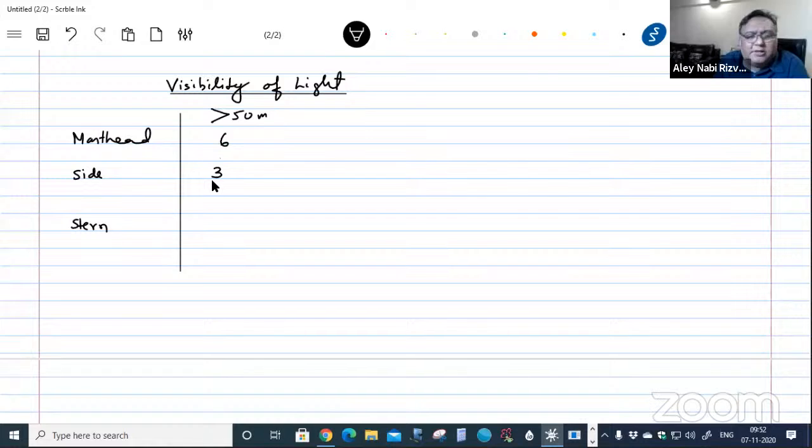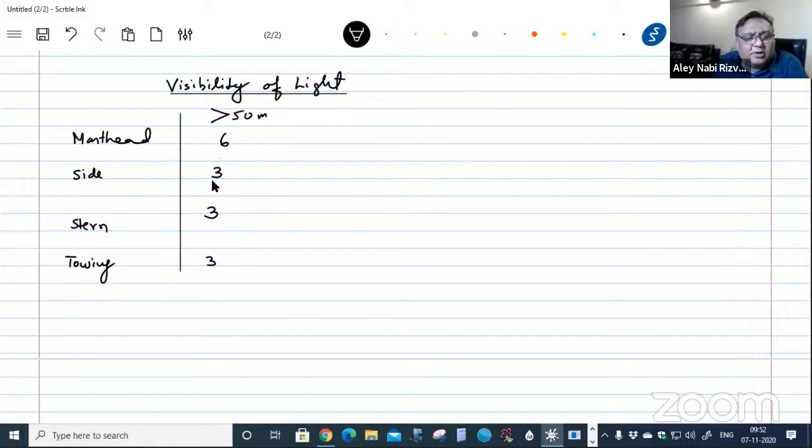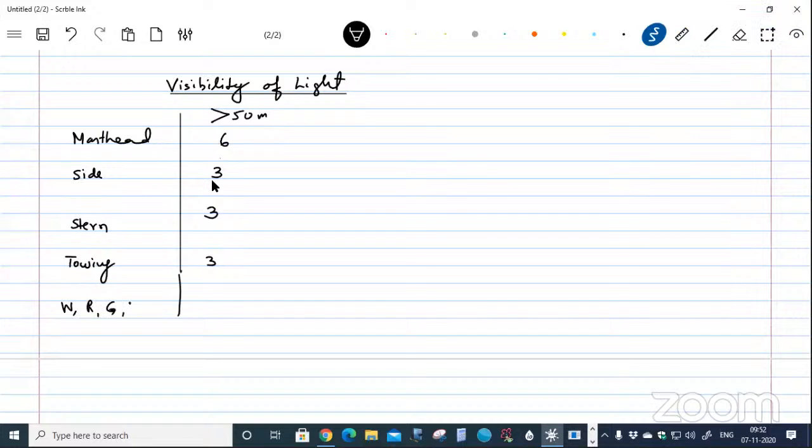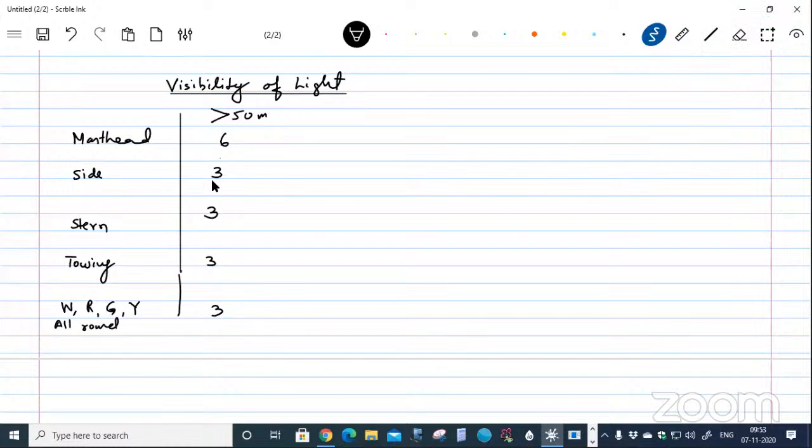And what is the range of stern light? 3 miles, sir. And what is the range of towing light? 3 miles, sir. Everything 3 miles. And what is the range of any other light like white, red, green, which you will study, yellow? All round lights, 3 miles, sir. Very good. So they're all 3 miles.